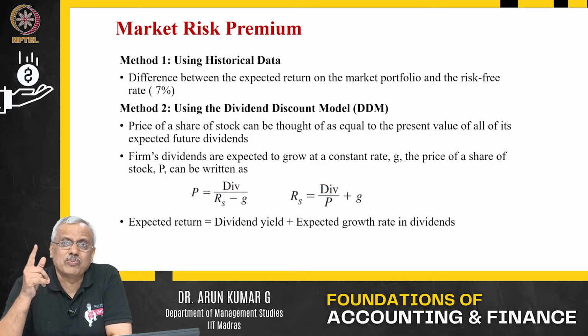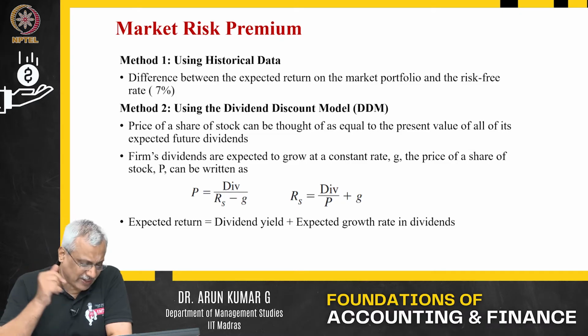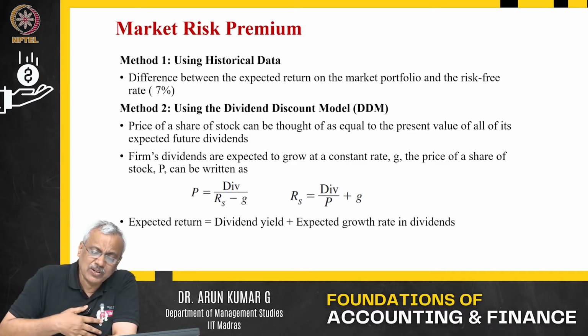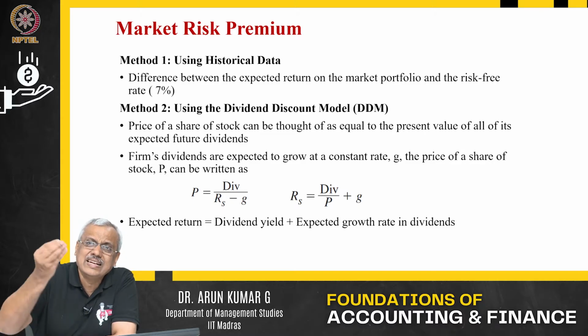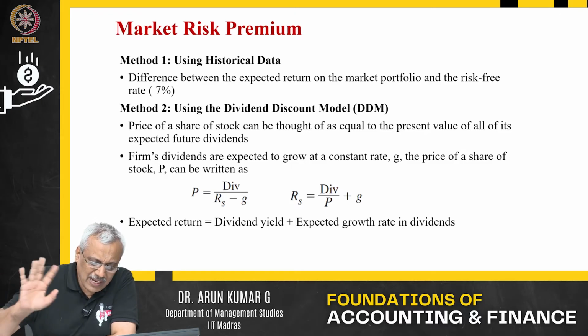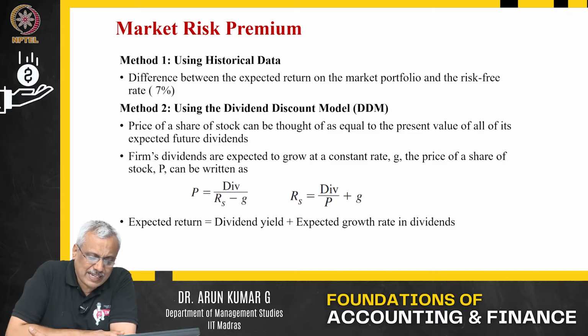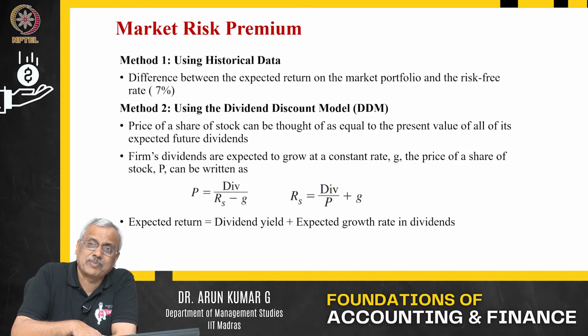The dividend discount model, which we use for valuation of equity, is nothing but your dividend yield. What is dividend yield? The dividend you are going to get divided by the price at which you have purchased that equity, plus what is called the growth rate. In this particular case, it will give me the expected return, that is, the firm's dividends are expected to grow at a constant rate G. The price of the share of the stock is P.